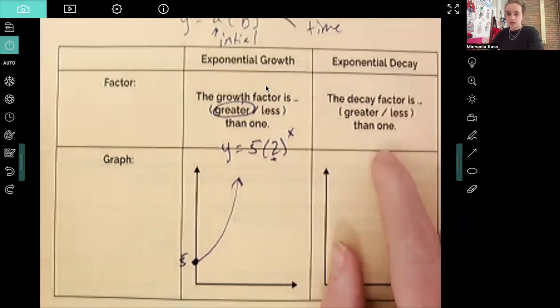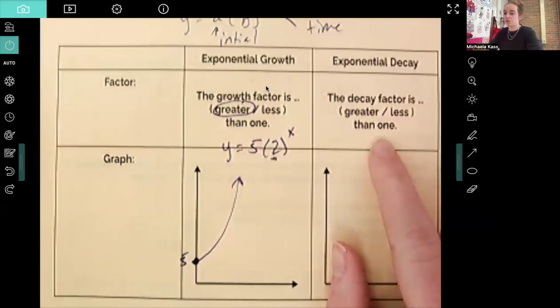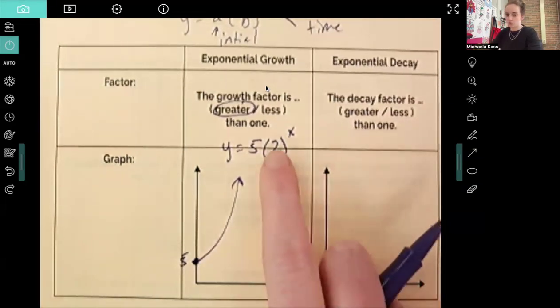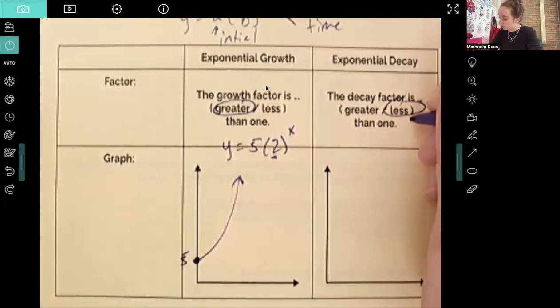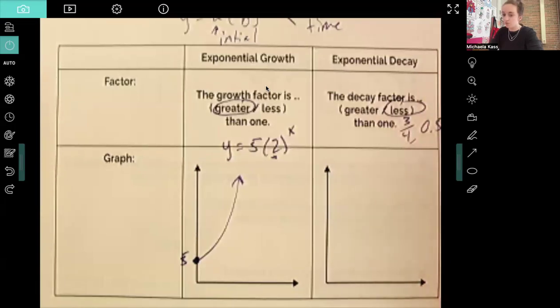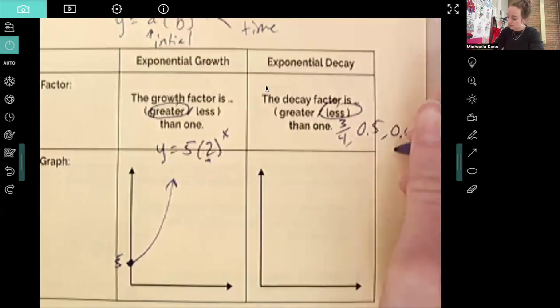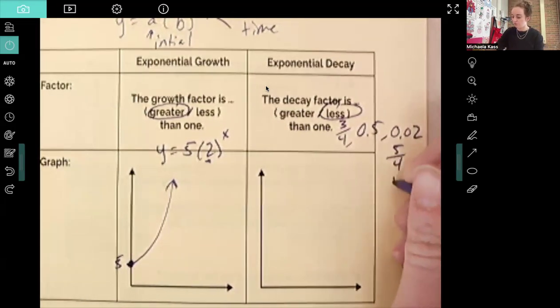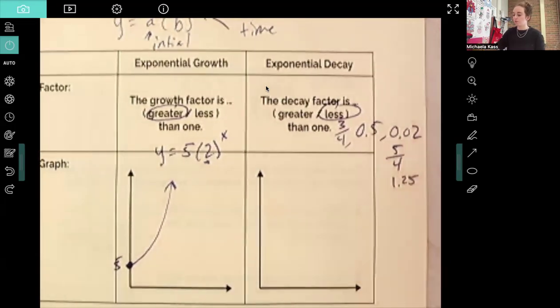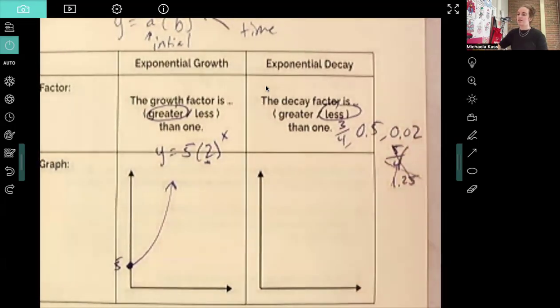All right, over here we have exponential decay. Exponential decay is when the number in those parentheses is less than 1. These types of numbers include 3/4 or 0.5 or 0.02. Just because I give you a fraction like 5/4 here does not mean it is always less than 1. If you type this in a calculator, we get a decimal of 1.25. That is larger than 1. So just because we see a fraction doesn't necessarily mean it's less than 1.